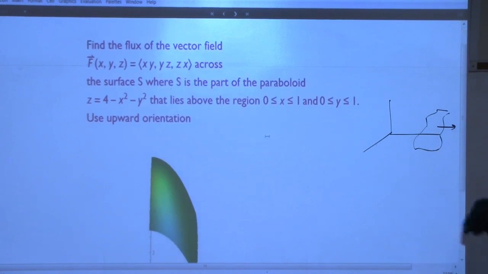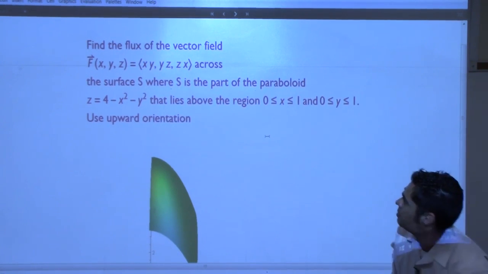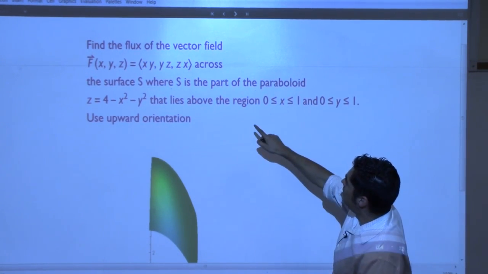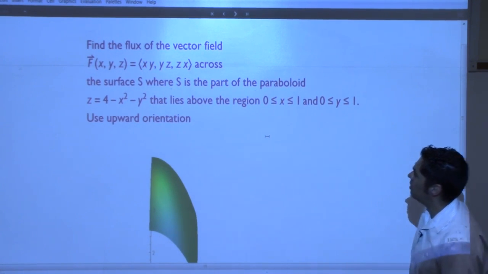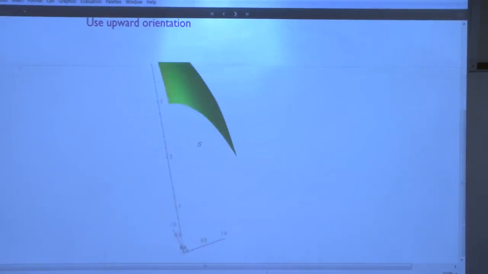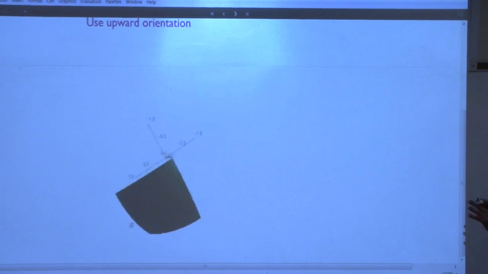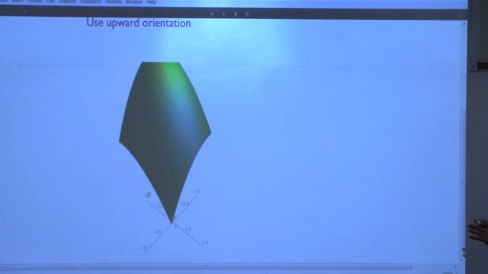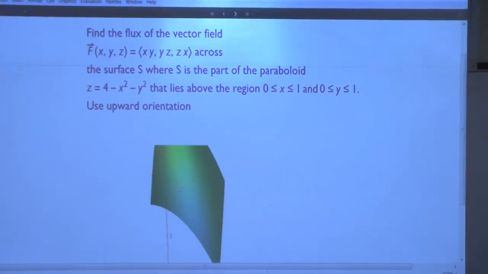Find the flux of the vector field. There's your vector field. The surface is the part of the paraboloid z equals 4 minus x squared minus y squared that lies above this region. So it's giving me this paraboloid. If we look at it straight down, the region on the ground is a rectangle. And that is a function of x and y, isn't it?